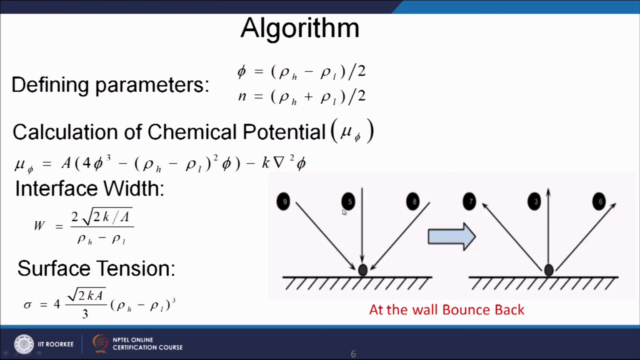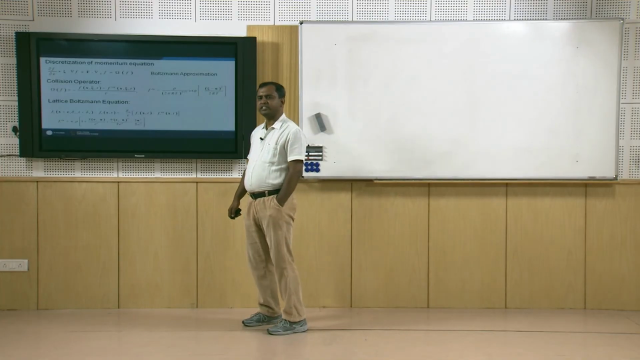So, the relationships of K and A with W and sigma are given over here. So, once you know the macroscopic properties, you can easily find out K and A, and hence you can find out the chemical potential mu_phi. Okay, next I will be showing you what is the discretized equation.